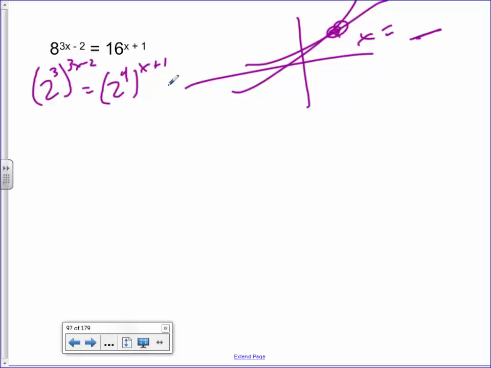Does that make sense how I had to not make the base either 8 or 16 or even 4? I had to drop it all the way down to 2 to make it work. And then what you have here is 9x minus 6 and 4x plus 4. Can I point out a really common mistake?